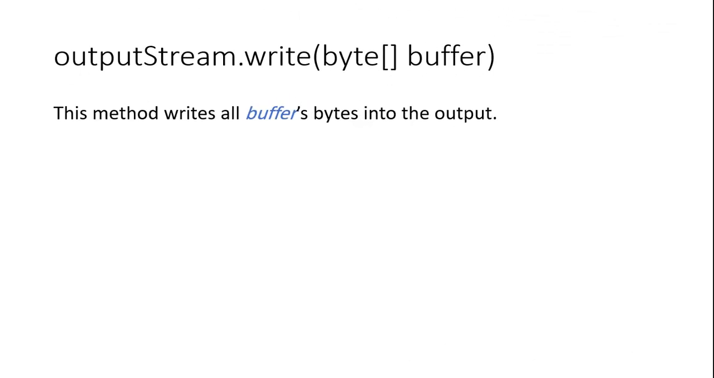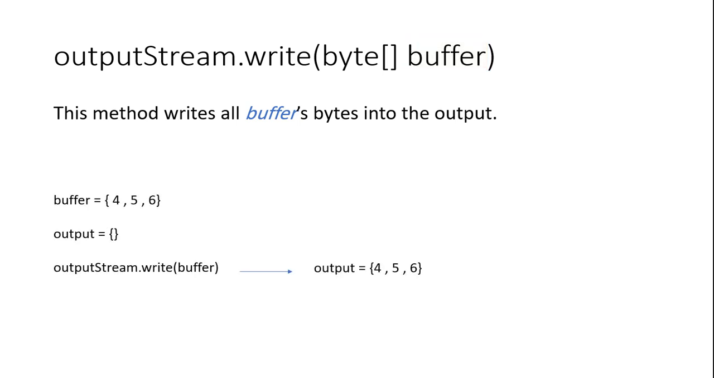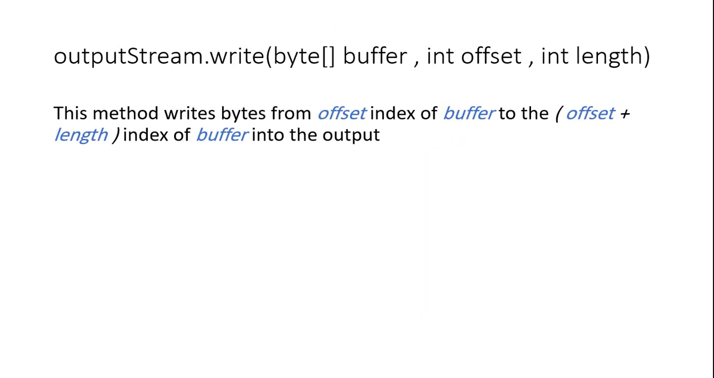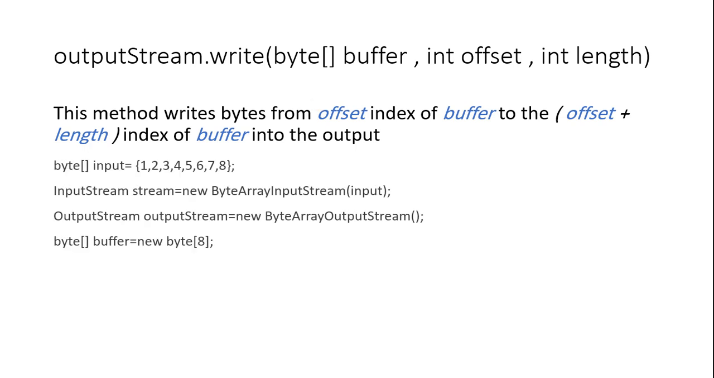The second method writes all of the buffer's bytes into the output. Look at the example. We have this buffer and this output. When we call write, it writes all of the buffer bytes into the output. The last write method of OutputStream writes bytes from the offset index of the buffer to the offset plus length index of the buffer into the output. Let's explain this with an example.